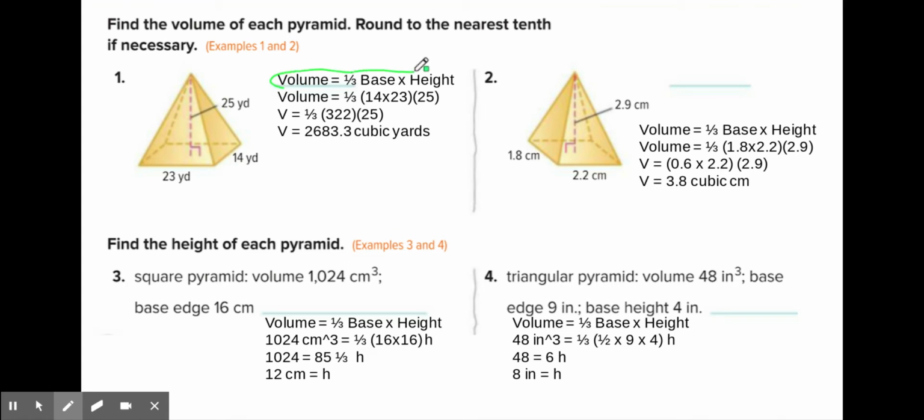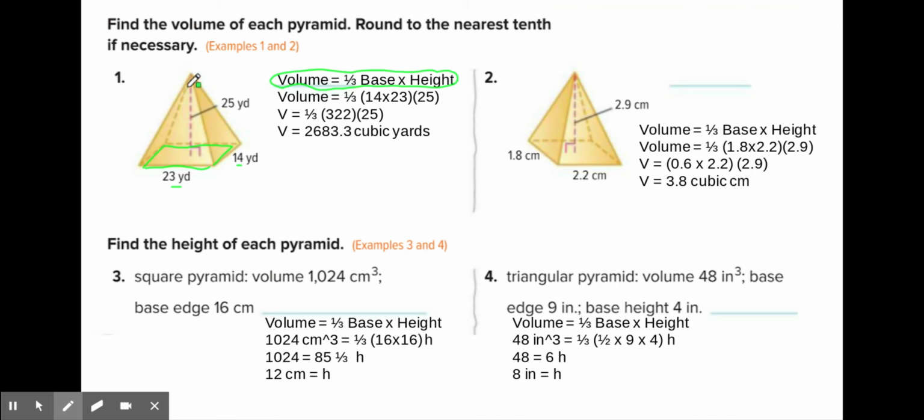Remember, there was a formula here that we have to use for figuring out the volume of a pyramid. Our pyramid starts with 1/3 the base times the height. Now the base, well, in this one right here, this is a rectangular pyramid. Let's say you have a rectangular base. You have to go length times width. 14 times 23, that's 322.